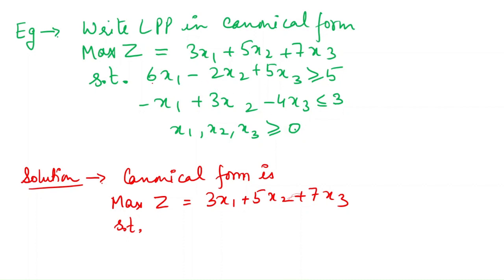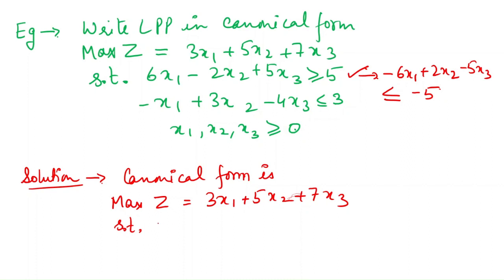we can just transform this by multiplying by minus. So it can be written, if you multiply this by minus, it would be converted into minus 6x1 plus 2x2 minus 5x3 less than or equal to minus 5. So now, if it is a maximization type, all the constraints must be in less than or equal to. If it is a minimization type, it must be in greater than or equal to. This is how it is done.